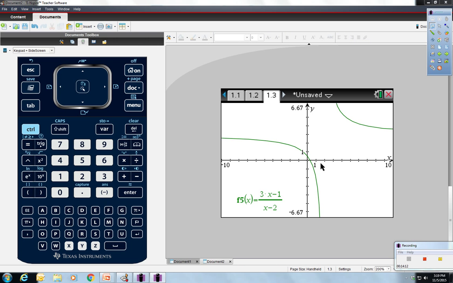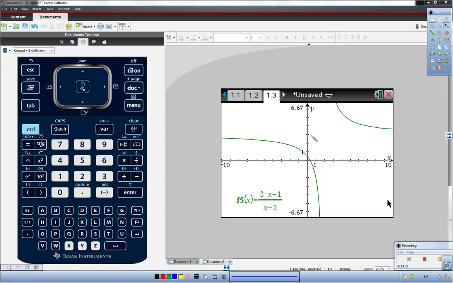Okay, let me go back and look at it. Alright, so as you can tell, there is a horizontal asymptote at 1, 2, at 3. There's a horizontal asymptote there. In fact, I'll draw that. There is a horizontal asymptote 1, 2, at 3. And there's also a vertical asymptote at 2.